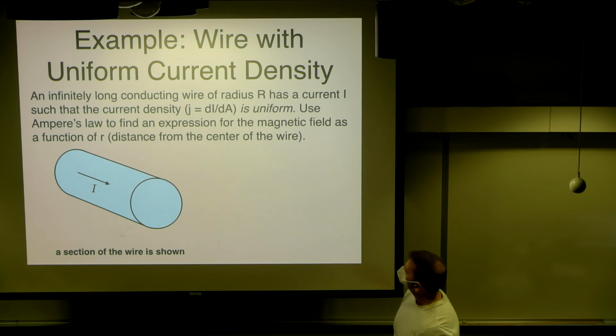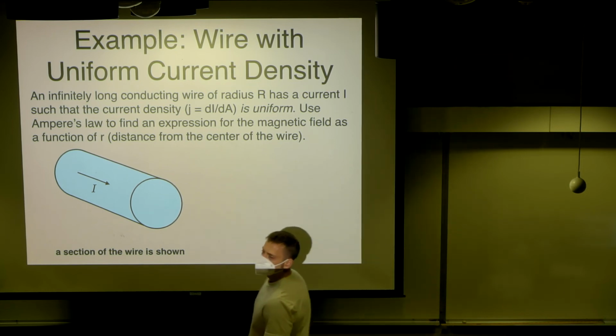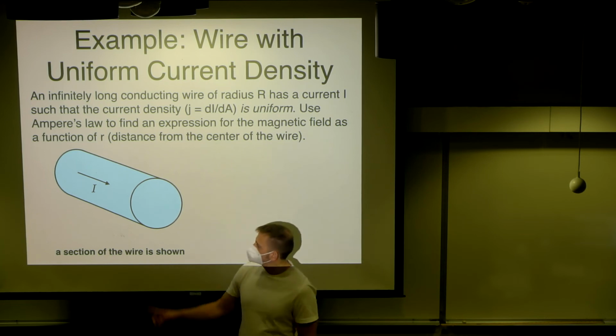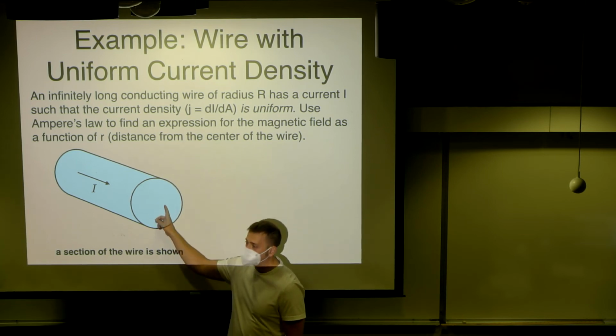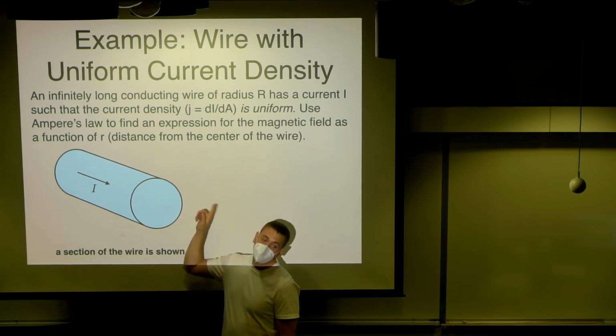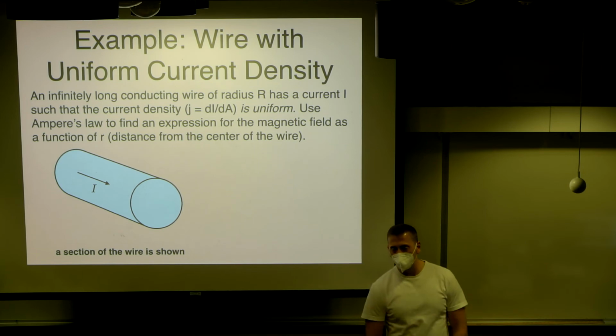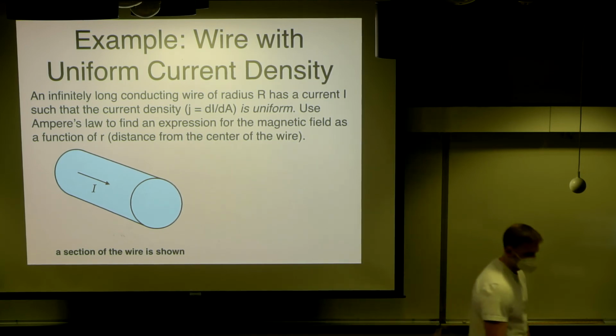So based on that, we're going to use Ampere's law to find an expression for the magnetic field as a function of distance from the center of the wire. We're going to have to break this up into 2 parts. There's one expression we'll get when we're inside of the wire, and another expression we'll get when we're on the outside of the wire. Again, if you think back to Gauss's law, this sort of situation should seem kind of familiar.